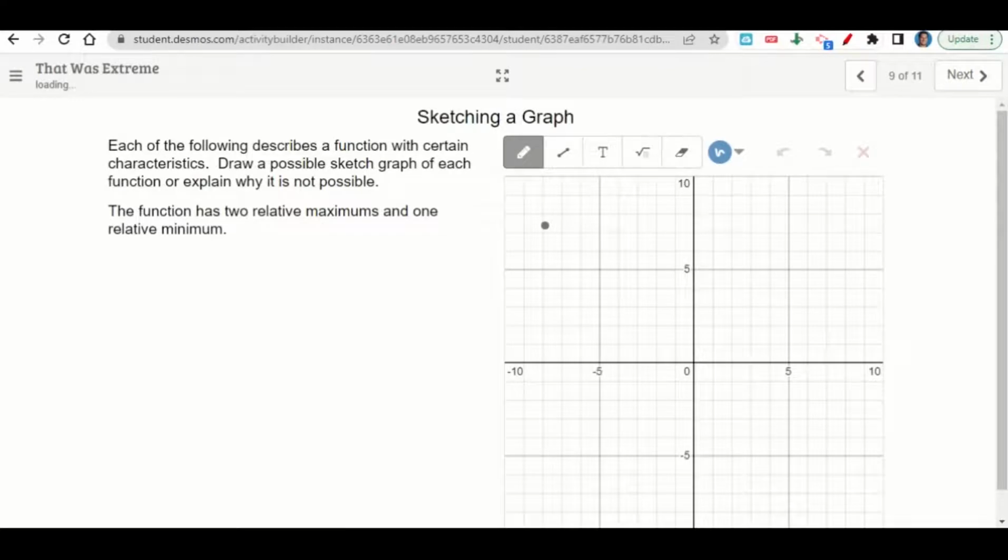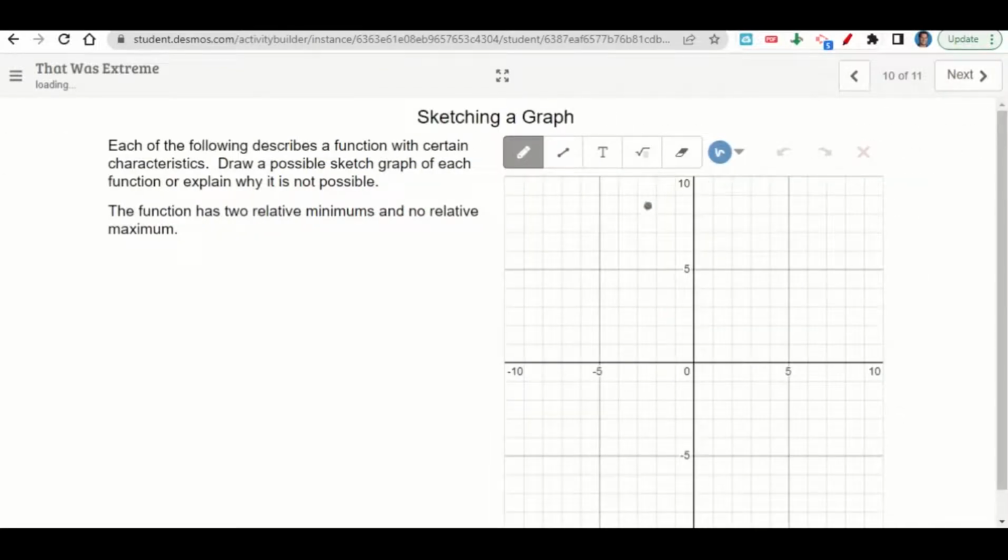Now we're going to sketch a graph. It says each of the following describes a function with certain characteristics. So we want to draw a function that has 2 relative maximums and 1 relative minimum. So that means it's going to have to go up and then back down, and then up and back down. So we have a relative maximum here and here, a relative minimum, and then it goes on forever this way. So that would be an example.